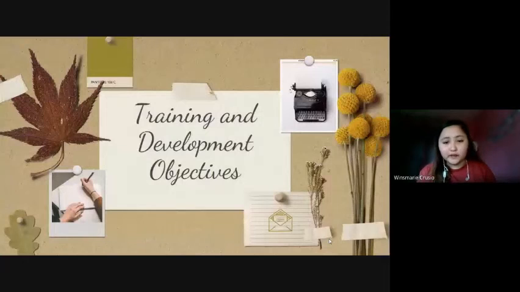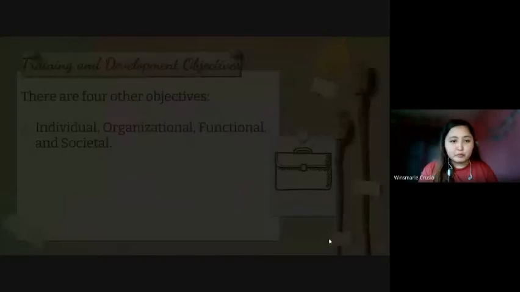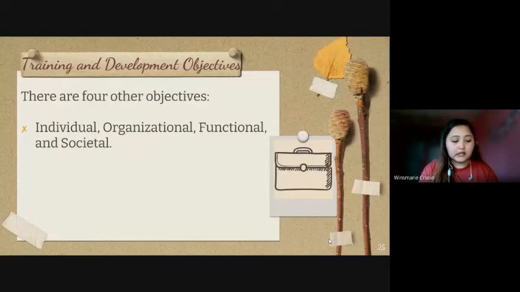So, training and development objectives. The principal objective of the training and development division is to make sure of the availability of a skilled and willing workforce to an organization. In addition to that, there are four objectives: first, the individual objective; second, organizational objective; third, functional objective; and lastly, societal objective.